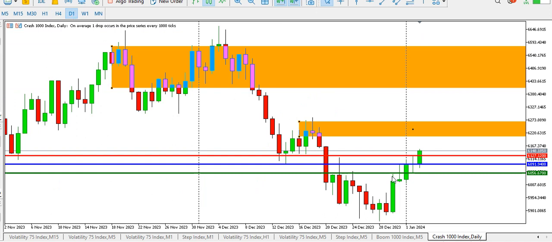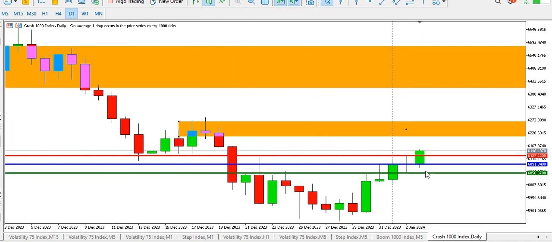Still on the daily time frame, we can see that the day's candlestick opened at the pivot level, which is at 6091.94 level. Price dropped a bit and then found buyers, and price has since gone past the pivot resistance level, which is at 6127 level. Price is moving up, and you might look at buying, excuse me, you might look at buying Crash 1000 index.